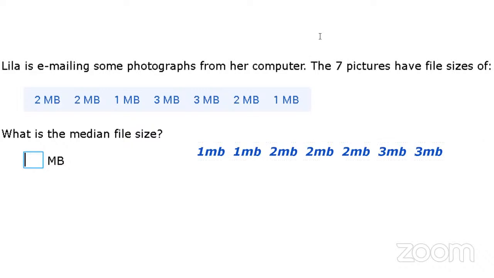Now it says the middle number. So let's see the middle number. Let me just go ahead and keep crossing out from the sides. All right. And so the middle number is 2 megabytes. So did you get 2 megabytes for your answer? Because if you did, you are very much correct.